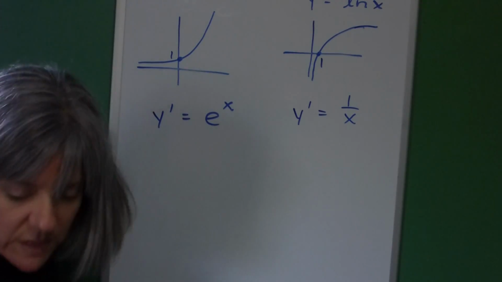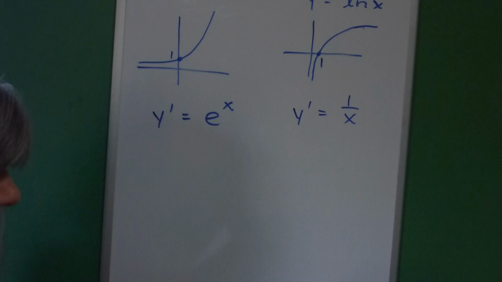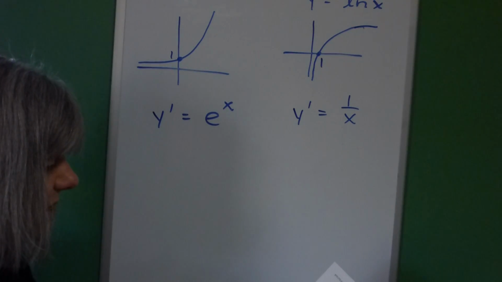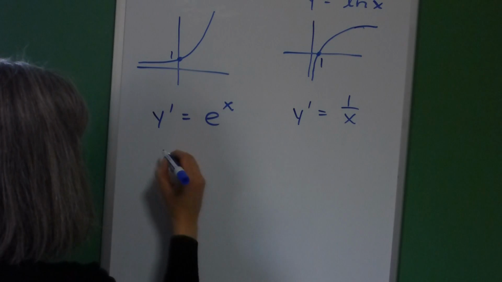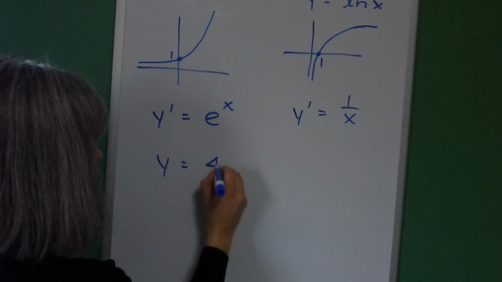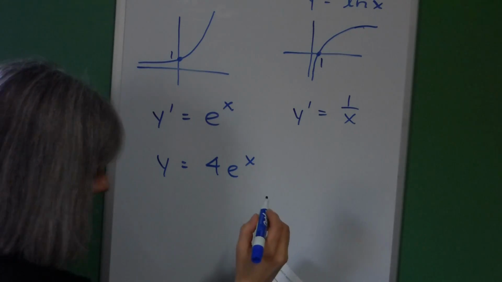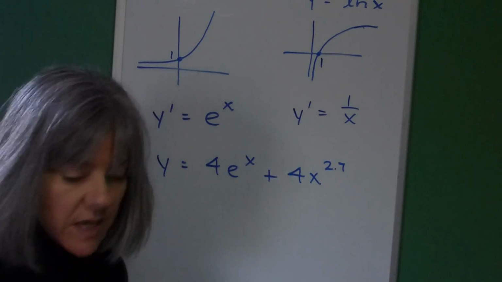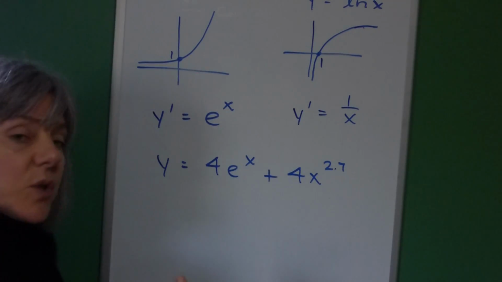So let's just do a quick example. I'm going a little bit out of order from the notes that I posted online, but we'll fix that up shortly. So let's start with this one. If I know that y equals 4 e to the x plus 4x to the 2.7, I've purposefully put in one that's new and one that's not.